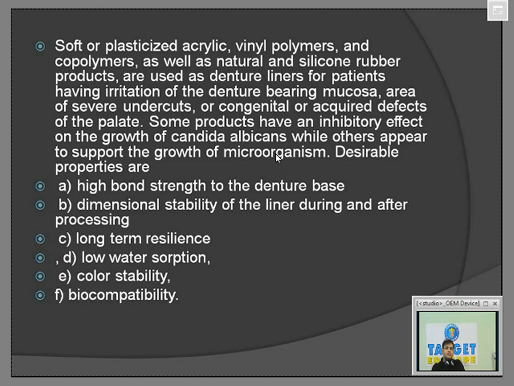Another problem which occurs with silicone based liners compared to acrylic based liners is that they possess a poor bond strength as compared to the acrylic based soft liners. Another problem is of color stability. They tend to get stained over a period of time, so they need to be changed very frequently.